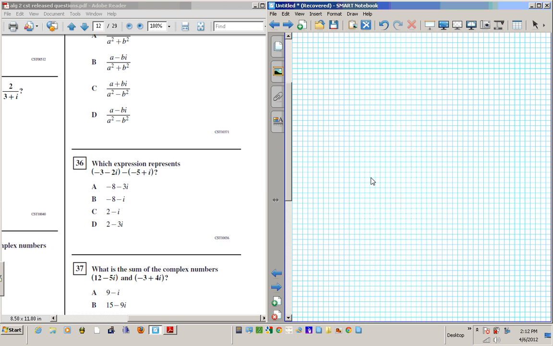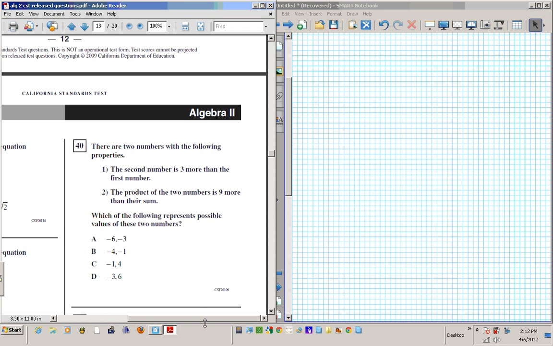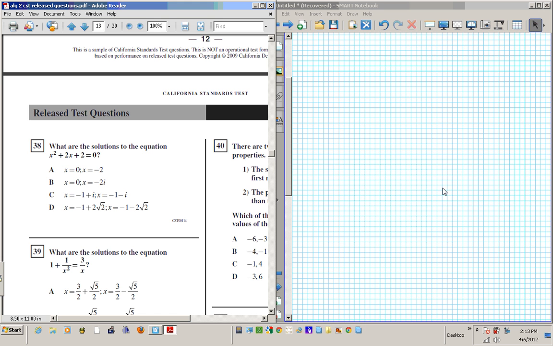Alright, let's move on to 37. 37, it says, what is the sum? What on earth does sum mean? Sum basically means you have to add, right? So we're adding these two. So let's line it up, real part first and then imaginary part second. And then negative 3 plus 4i. And add downwards, you're going to have 9 minus i. Okay? So the answer to number 37 is A. Alright. Now let's move on to question number 38. Question 38, it says, what are the solutions to this equation?